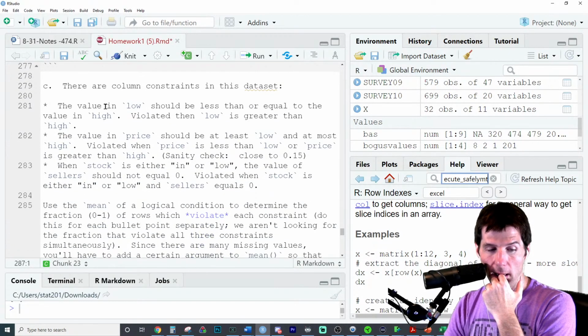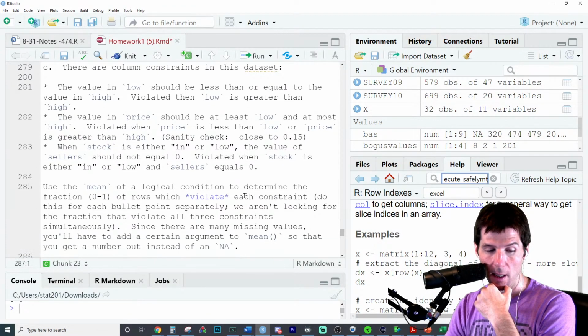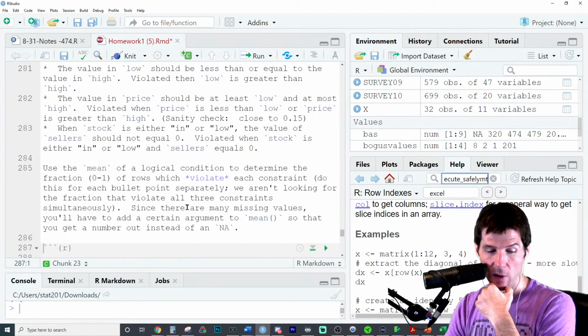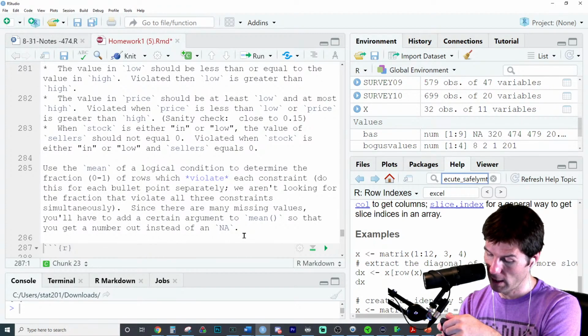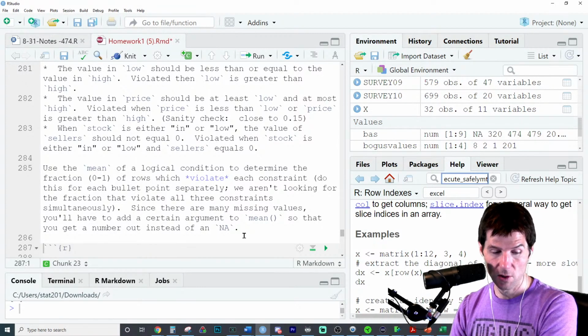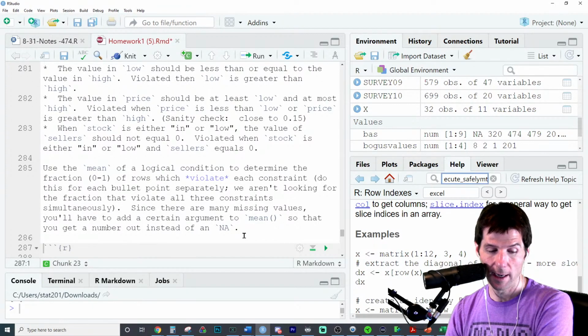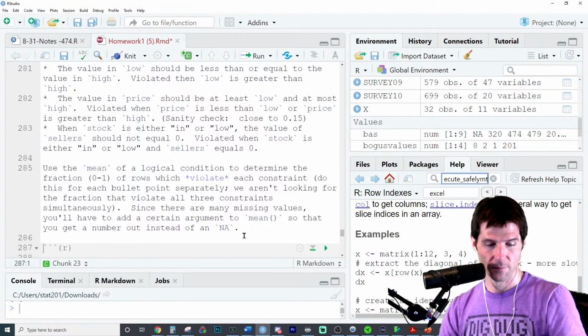Let's go right there. And there are column constraints in this data set. The value in low should be less than or equal to the value in high. And we want to find out, using the mean, the percent of rows that violate this. So use the mean of a logical condition to determine the fraction of rows which violate each constraint. Do this for each bullet point separately. We aren't looking for the fraction that violate all 3 constraints. Since there are many missing values, you'll have to add a certain argument to mean. And there it is right there, the na.rm equals TRUE. And there we go, so that you get a number out instead of the NA.